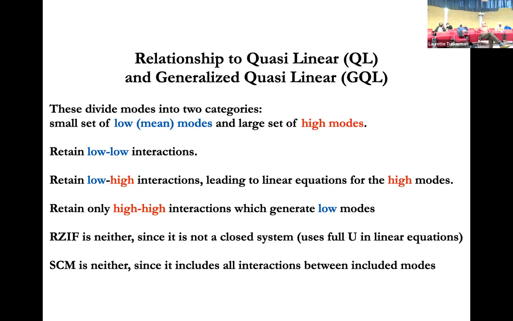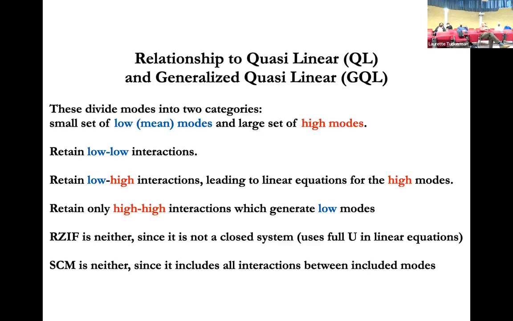RZIF isn't, because it's not a closed system. You need the full mean, as we said, and you really do need the full mean. And SCM is neither, because once you decide to include, say, U2, you include it everywhere. SCM is just a truncation. So SCM is not one of these either.